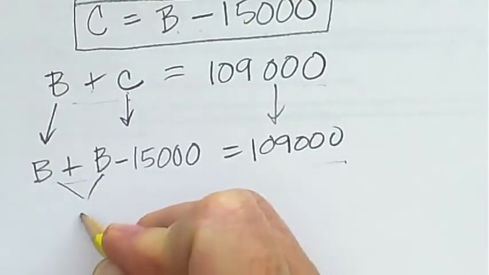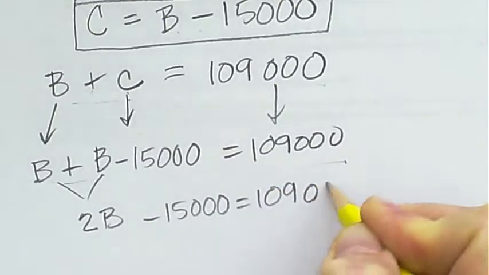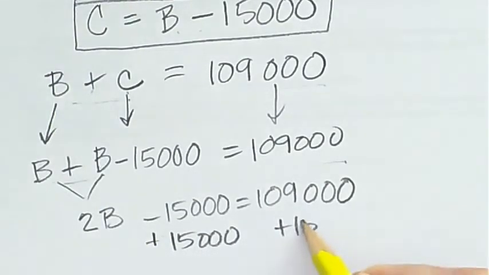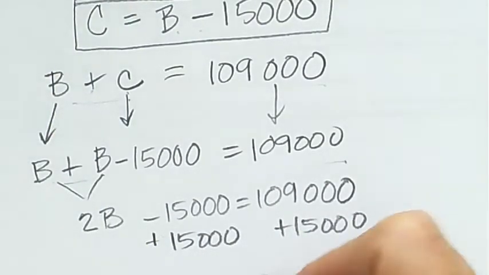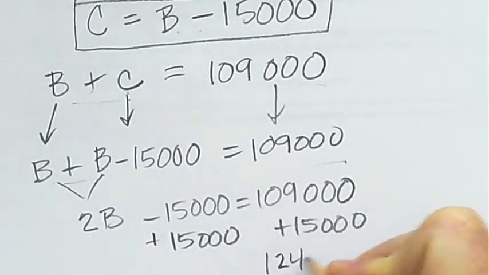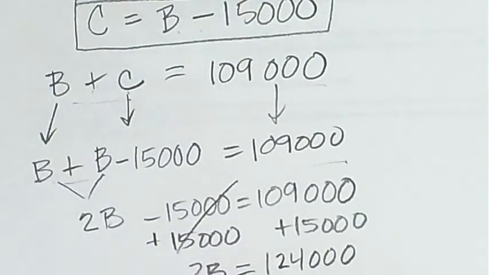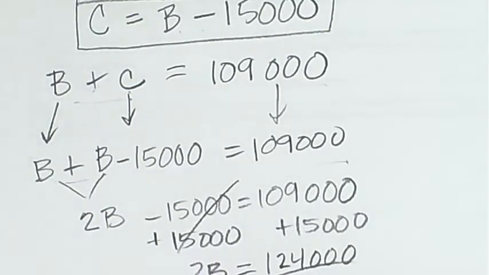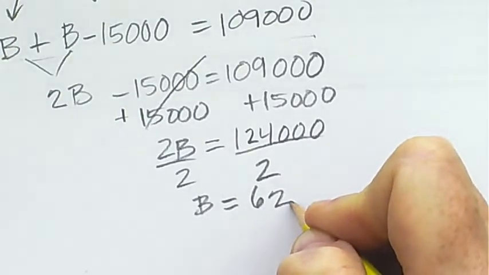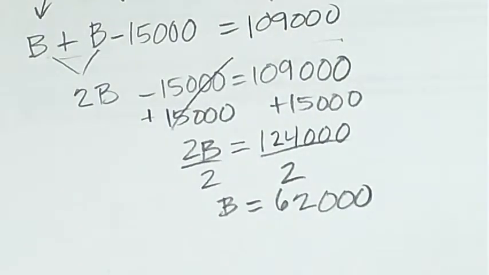Okay, easy enough. Let's combine like terms. 2B minus 15,000 equals 109,000. Let's add 15,000 to both sides. What's that? 124,000. And then divide by 2. So B equals 62,000. Okay, let me sharpen my pencil.